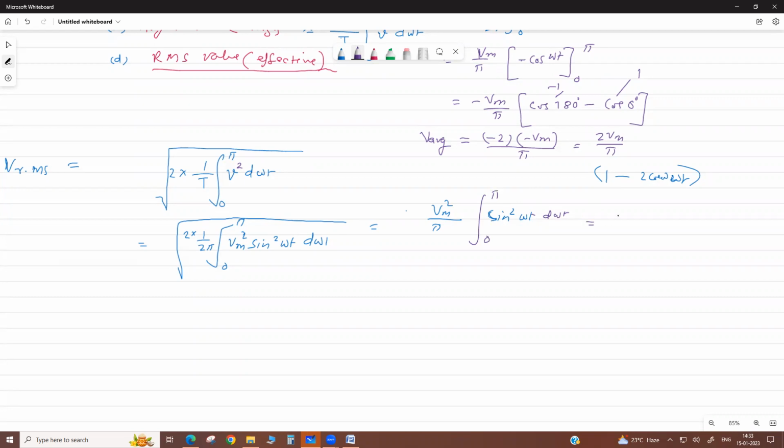limits. Finally, you get which answer? Vm by root 2. Please remember, for AC sinusoidal voltage, what is the RMS value? Vrms is Vm by root 2. From this, we can calculate peak value equals root 2 Vrms. If you know the RMS value, they can ask for the peak value.